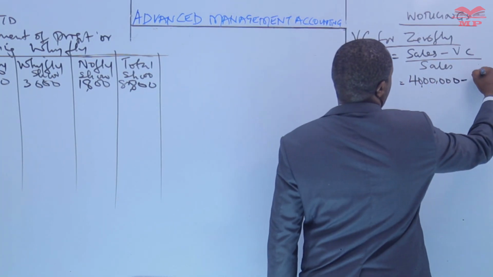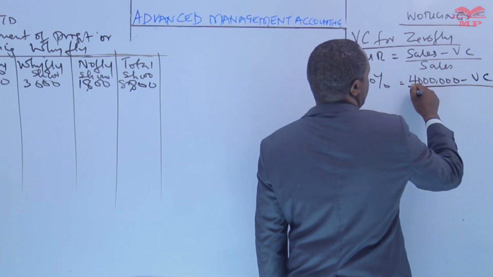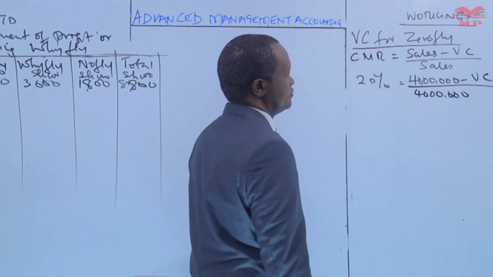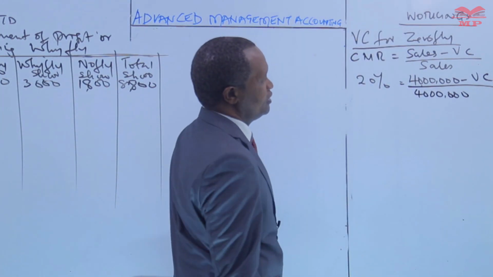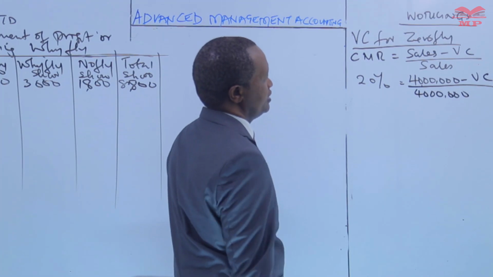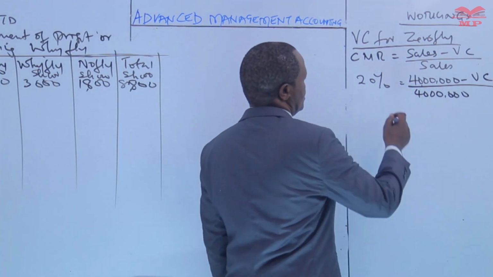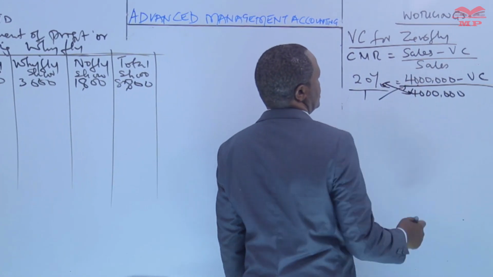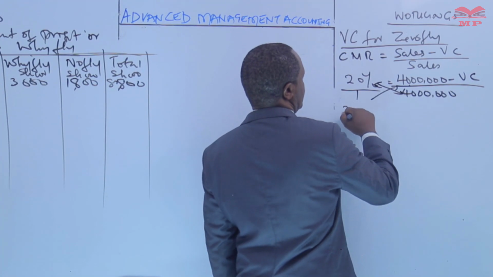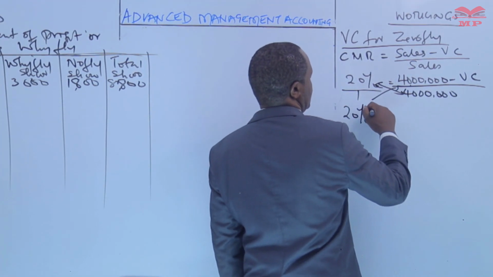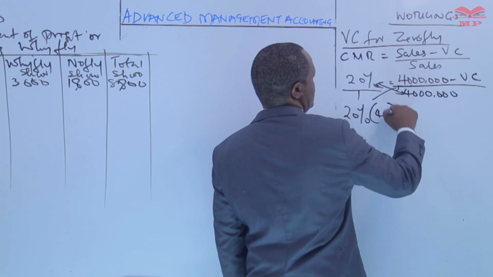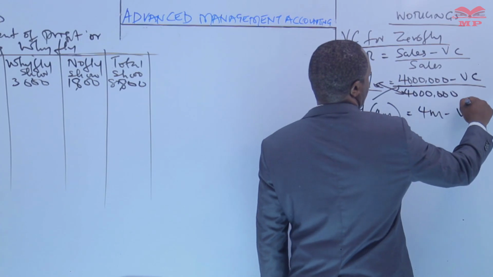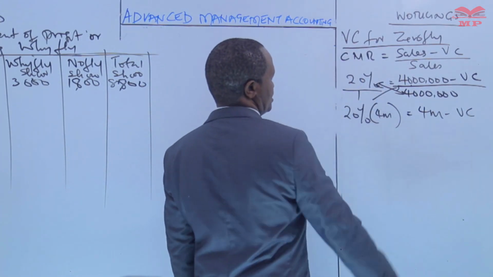We do not have the variable costs. We have the sales of 4 million. So can we determine the variable cost? It's simple mathematics. We can cross multiply like that, so that we have 20% times 4 million is equal to 4 million minus variable cost. What is 20% of 4 million?